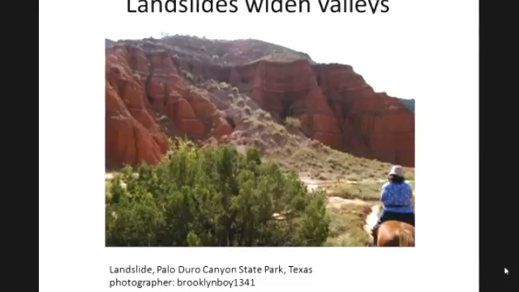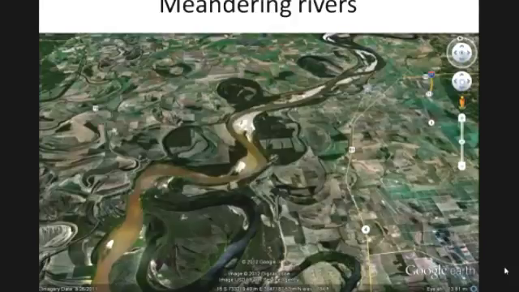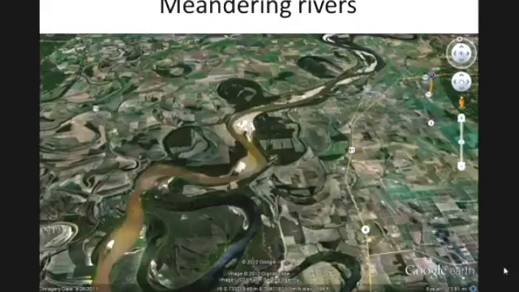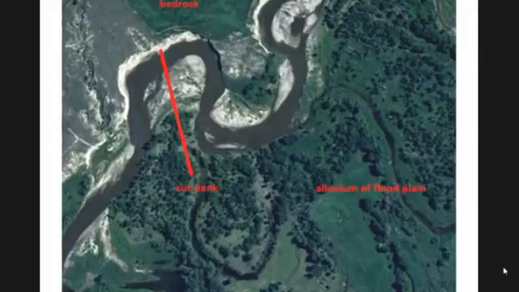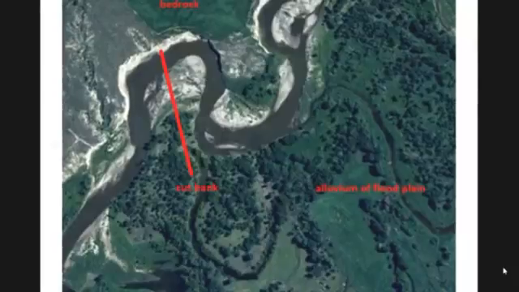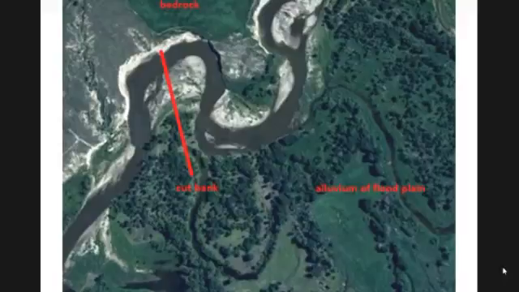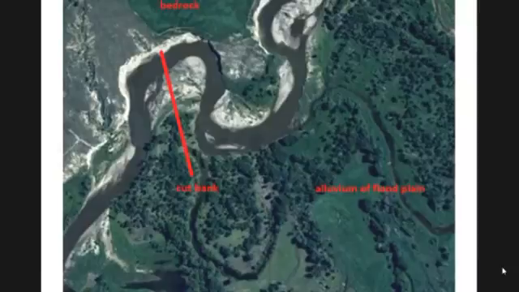Now here's the lower Mississippi River, meandering across its floodplain. There is no erosion of bedrock going on here, just a rearrangement of alluvium. However, in this example, a meandering river has encountered the edge of the floodplain and is against the bedrock of the valley. The outside of the meander, where the water is flowing the fastest, is cutting into the bedrock, making what we call a cut bank.